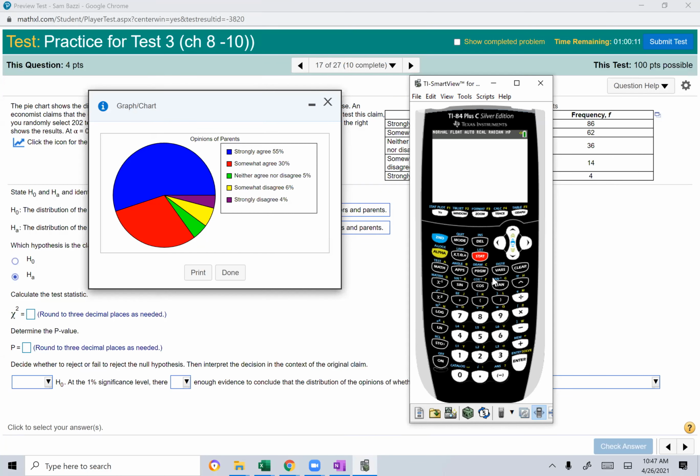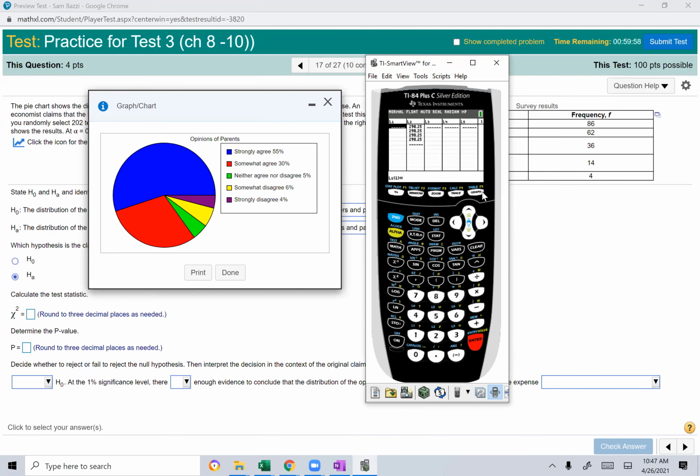Okay, so we go stat, edit. My observed values are what's given in the table for me. So I'm going to put those first. We're still in section 10.1, guys. So 86, 62, 36, 14, and 4. Okay. Now we're going to go to L2, clear it.